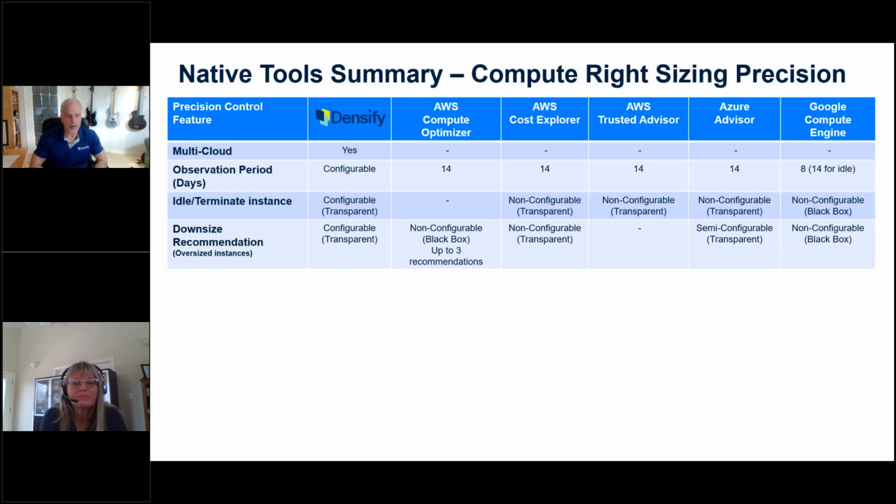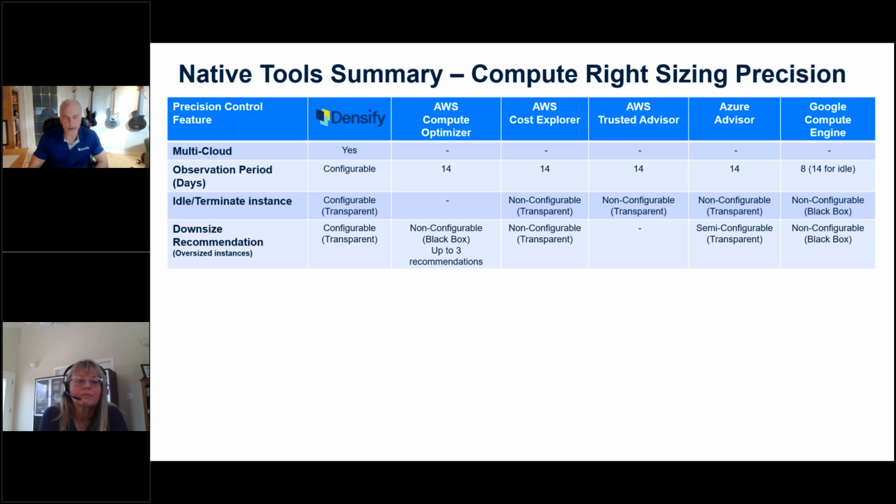So a downsize recommendation essentially means that the instance is over-configured. It's too big, we want to make it smaller. So again, fully configurable and transparent rules in terms of how we actually make those recommendations. For AWS Compute Optimizer, that is non-configurable. It is a black box. It will produce up to 3 recommendations for you in terms of different instances you could size to, but they don't tell you how they come up with that math.